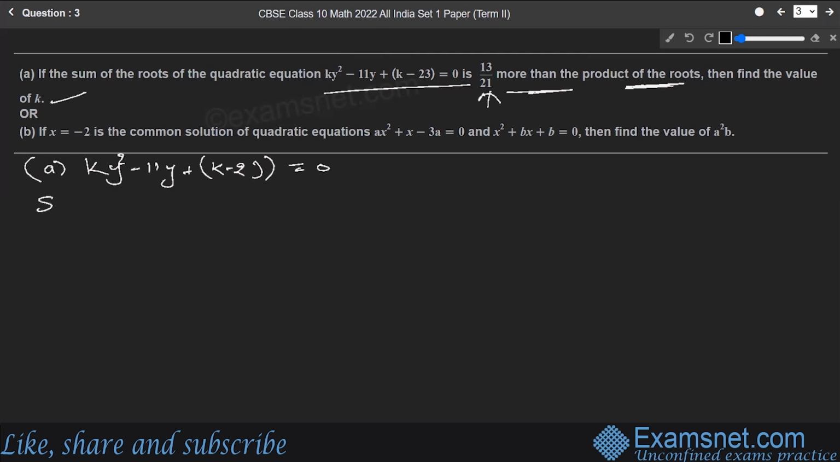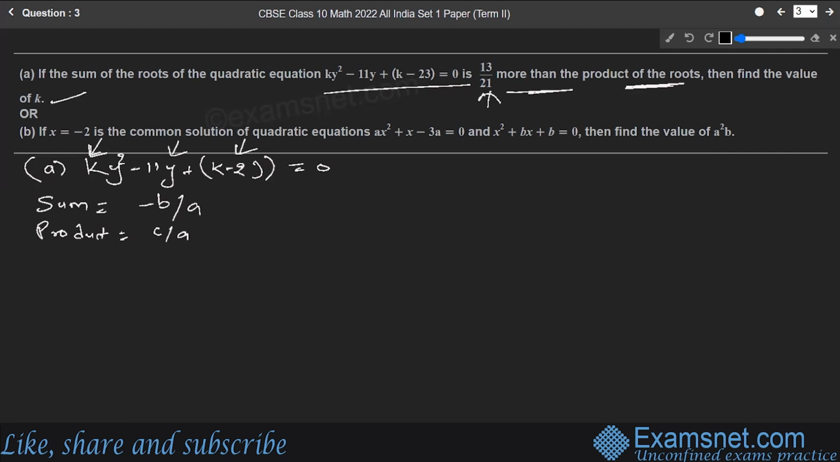What is the sum of roots of an equation? Sum of roots of an equation is nothing but minus b upon a. Okay, b is nothing but the coefficient of y, and a is nothing but the coefficient of y square. Similarly, what is the formula for product of roots? Product of roots formula is going to be c by a, where c is nothing but the constant term, which is k minus 23 for this case, and a is again the same coefficient of y square. So let us put this value.